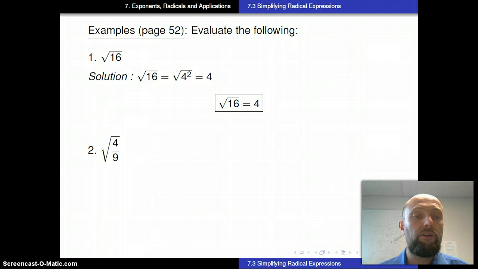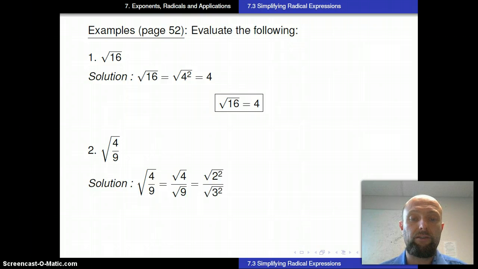Exercise 2. The square root of 4 over 9. We start by using the quotient rule and rewriting the square root of 4 over 9 as square root 4 over square root 9. Next we rewrite 4 as 2 squared and 9 as 3 squared. And then we can simplify each square root. And that is our final answer.